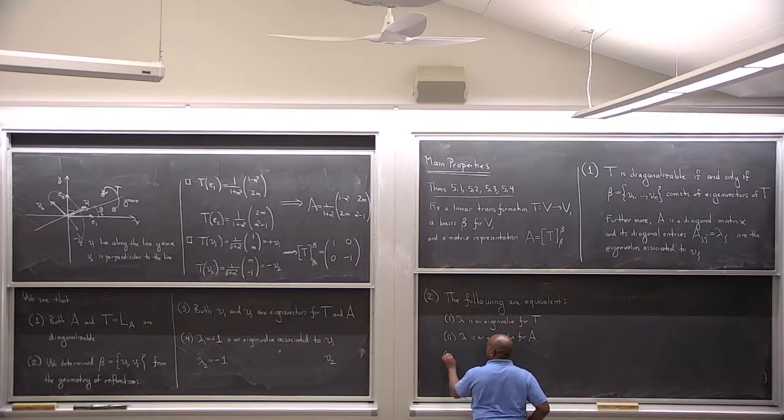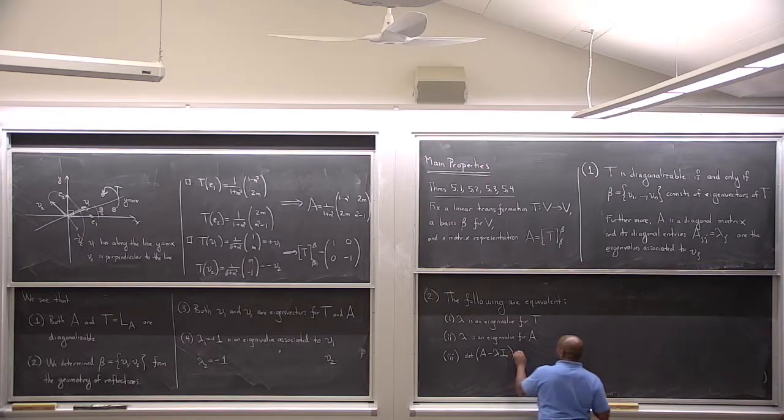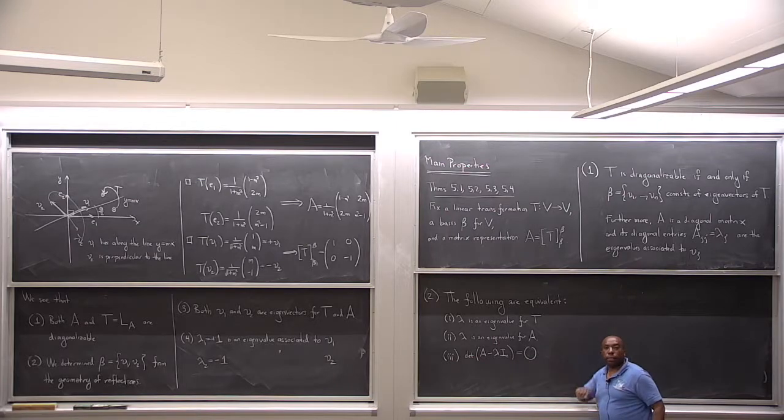And number 3, the determinant of A minus lambda I_n is equal to 0. So now we're introducing determinants into the picture.